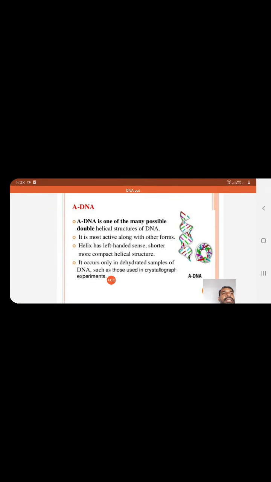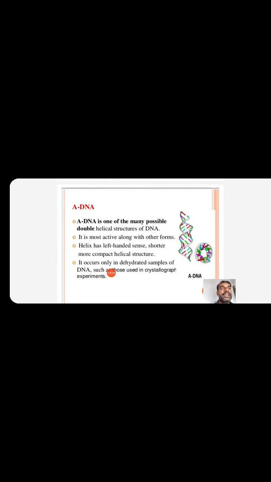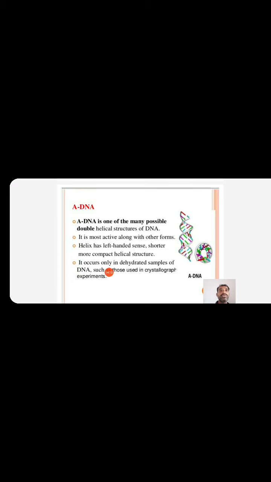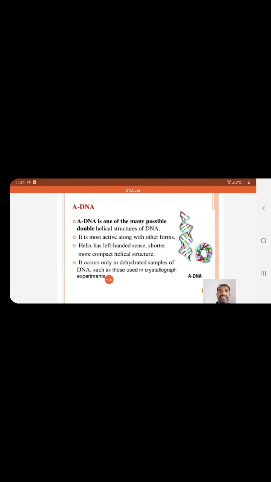Now I am explaining the different types of DNA structures. We have majorly three different types: A-DNA, B-DNA and Z-DNA. A-DNA is one of the many possible double helix structures of DNA. It is most active along with other forms when comparing B and Z-DNA.